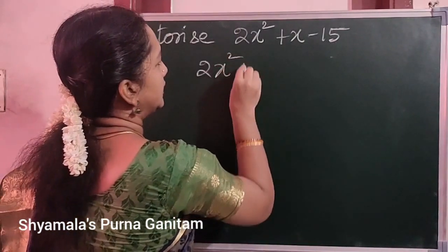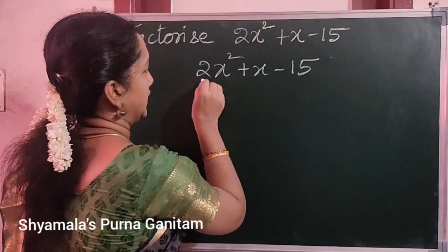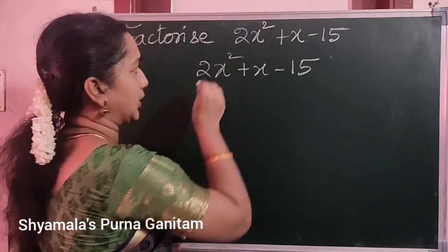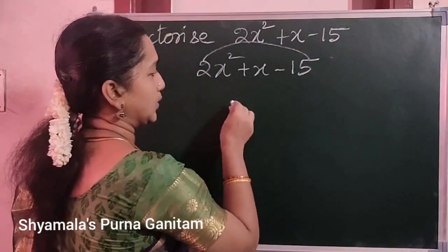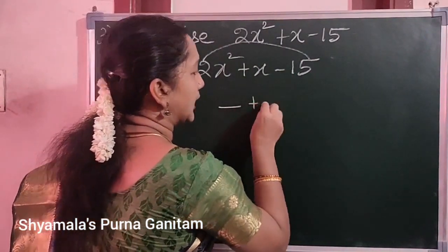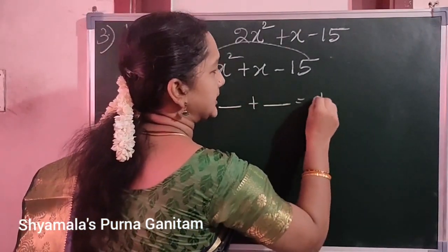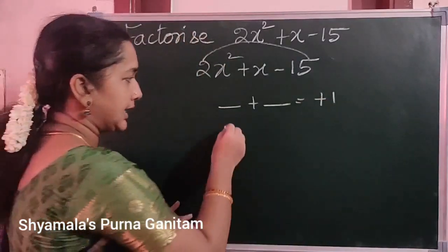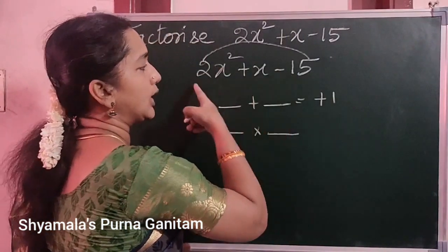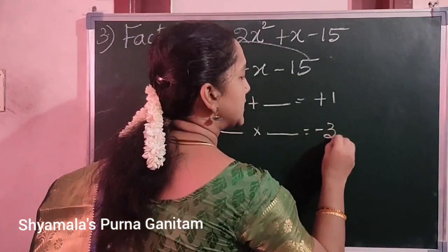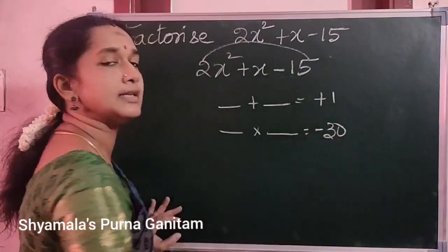So 2x squared plus x minus 15. So here you are having a coefficient for x squared. So that has to be multiplied with the constant term. Okay. So when you add any two numbers, you have to get the answer as plus 1. The same numbers when you multiply, you have to get the answer as minus 30. That is 15 2s are 30. Since negative sign is there, minus 30.